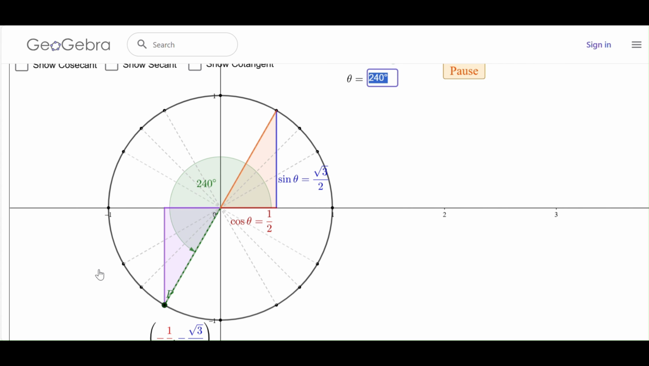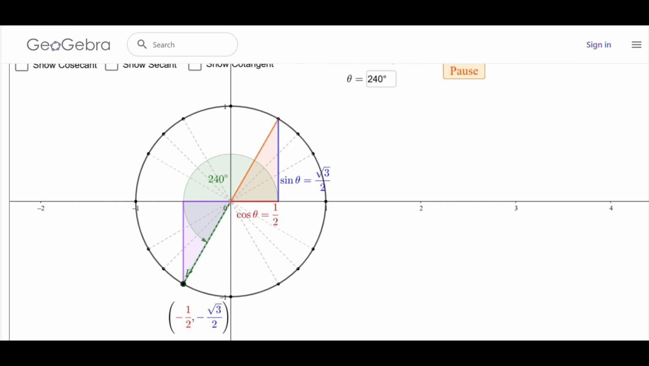240 degrees. Oh, it's this angle here, right? So do we agree that it's the same value? So here cosine was positive, while here our cosine is negative, right? Here our sine was positive, while here our sine is negative. And there is one more.